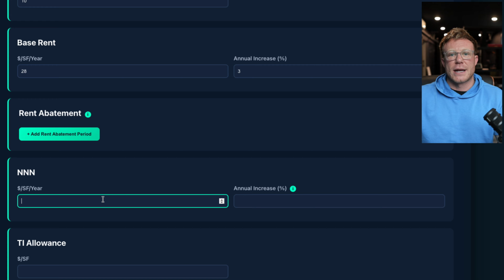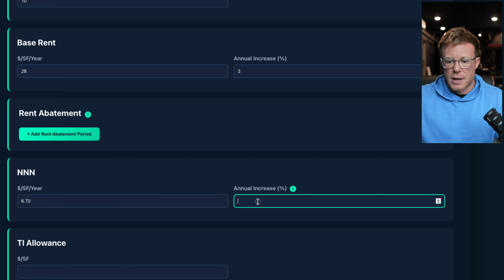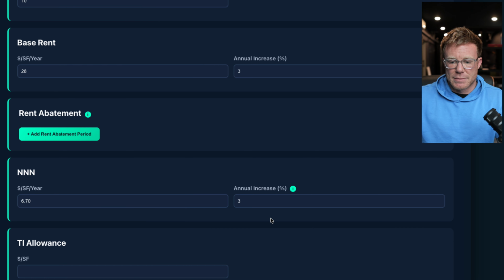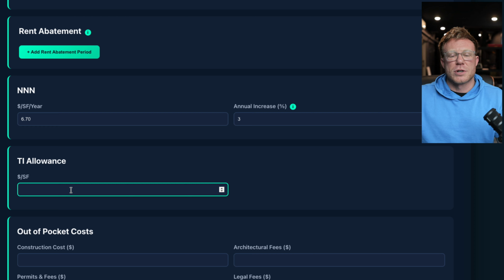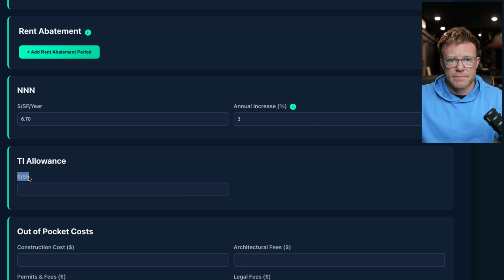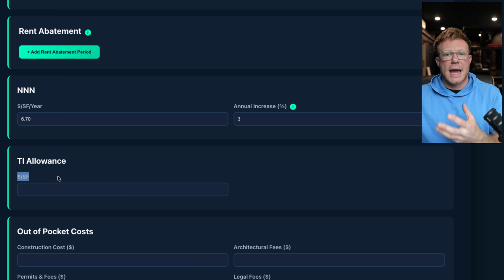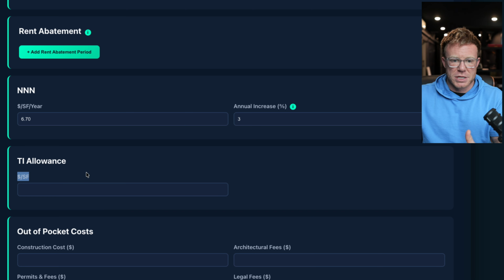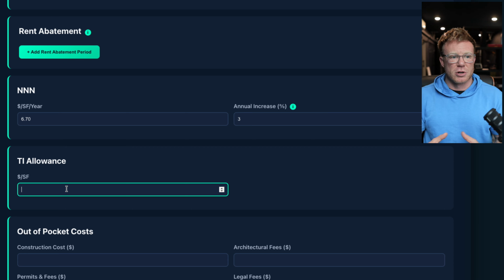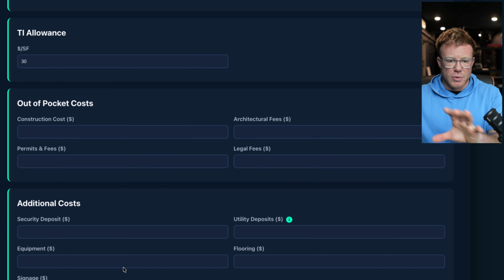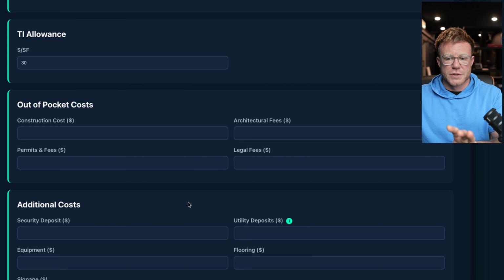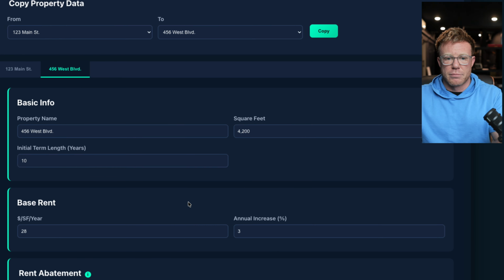Triple net. Now, triple net here is a little more expensive. We're at $670 a square foot with 3% annual increases, making the same assumption as we did on the first one. And on TI, the landlord is actually going to offer some TI. Now, this TI is done in a price per square foot. Generally landlords will say, hey, I'll give you this amount of money in a price per square foot. And let's say in this particular example, they're offering $30 a square foot in TI. Again, I'm not doing any of the out-of-pocket costs or additional. Those variables just are too wide. If you have them, put them in.